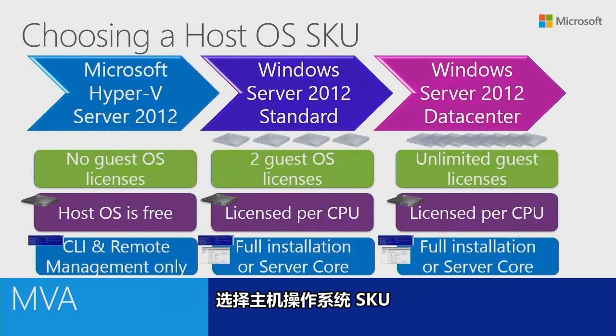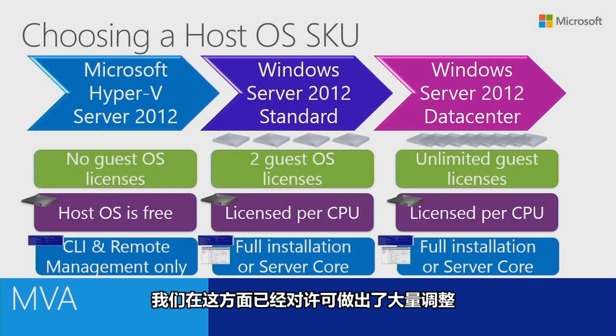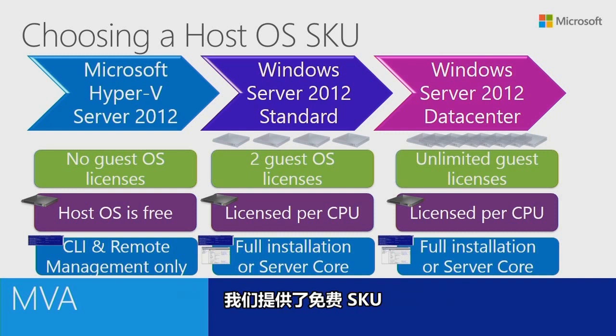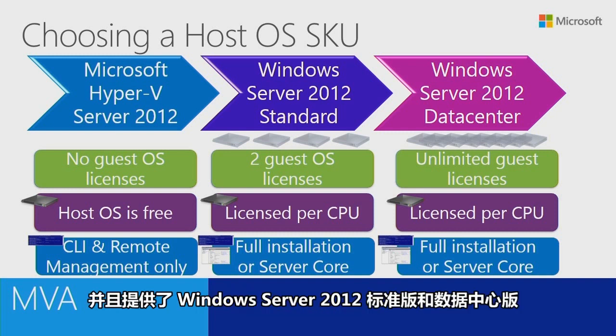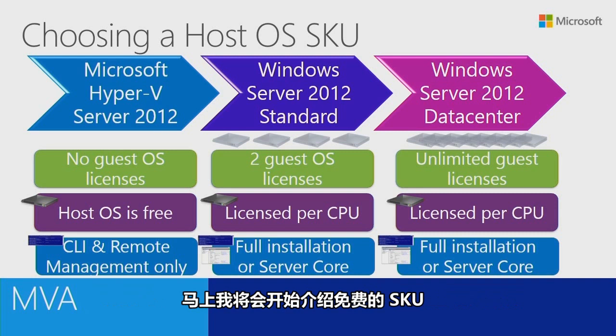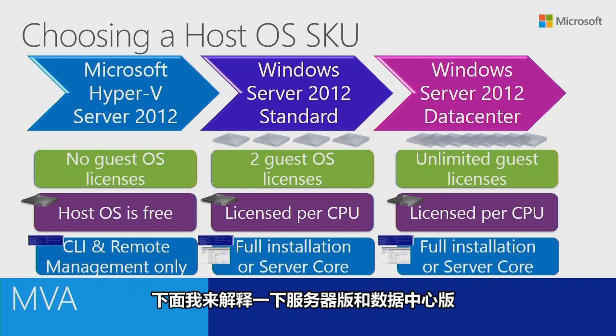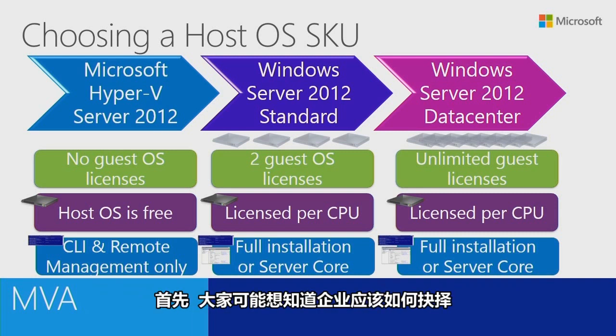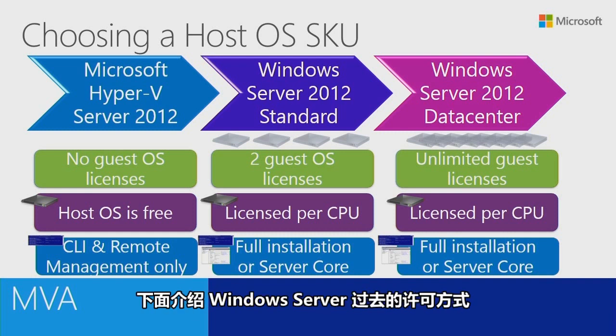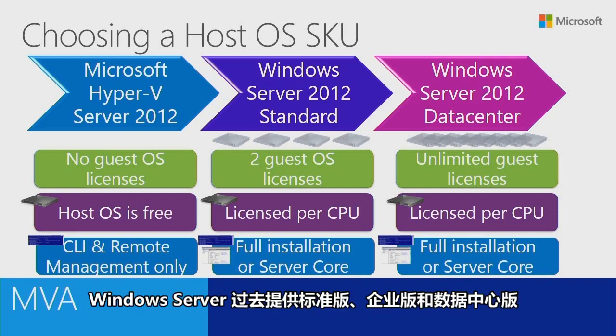Choosing a host SKU. One thing I want to be very clear about is we've made a number of changes when it comes to licensing, and I also want you to understand how Hyper-V is delivered. So we have the free SKU, and we've got Windows Server 2012 Standard and Data Center. I'll get to the free SKU in just a second. Let me explain Standard and Data Center. First of all, you may be wondering, where'd Enterprise go? So here's how we used to license Windows Server. Windows Server used to be available in Standard, Enterprise, and Data Center.